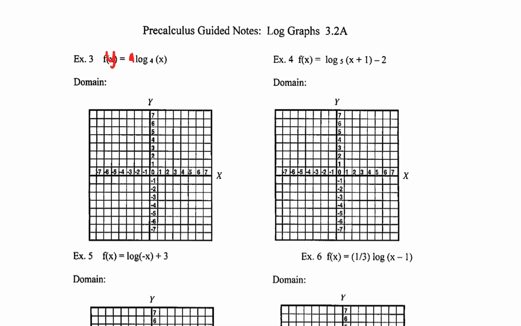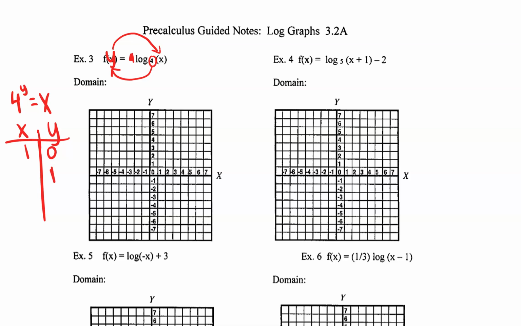So we always start with the base: 4 to the y power equals x. I'm going to plug in values for y and get answers out for x. So I'm going to plug in 0. Anything to the 0 power is 1. Plug in 1. Anything to the first power is itself. I could plug in 2, but then 4 squared is going to be 16, which is going to be way off my graph, so I don't even worry about that. I'm going to graph those points. So we have the point 1, 0 and 4, 1.